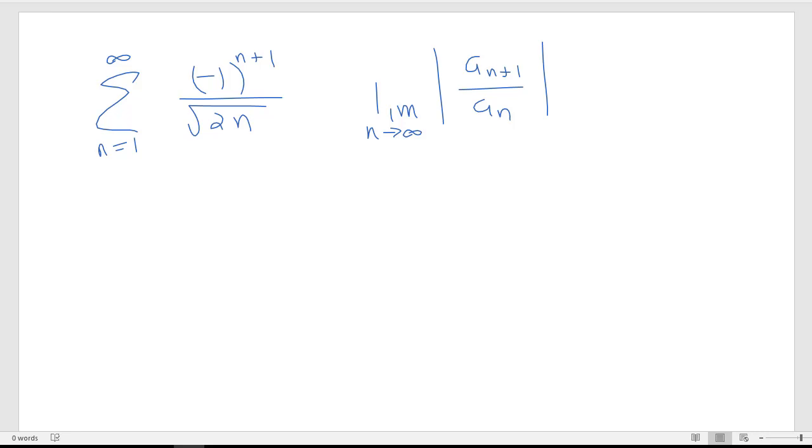Now I'm going to start to get a little bit efficient. My numerator is, I'm going to plug n plus 1 into every term. So I plug n plus 1 into the numerator: negative 1 to the n plus 1 plus 1.